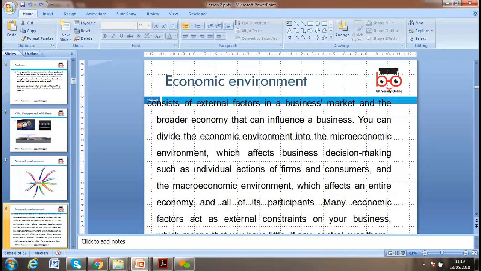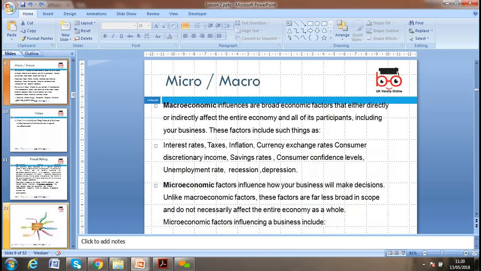So the economic environment consists of the external factors in a business, market, and the broader economy that can influence the business. The economic environment can be divided into microeconomics within a country, and macro is the big picture. During our last lesson as well, I mentioned the macro environment influences broader economic factors that either directly or indirectly affect the entire economy and all participants, including your business. These factors include interest rate, tax, inflation, foreign currencies, consumer income and saving rates, consumer confidence level, unemployment rate, recession, and all of these come under the economic environment.